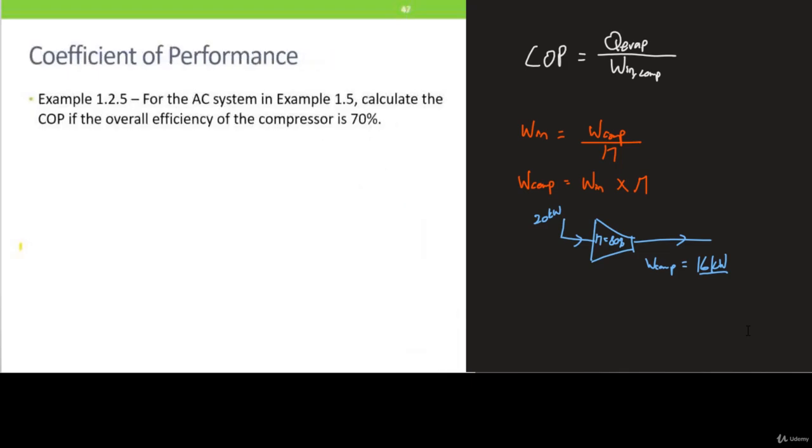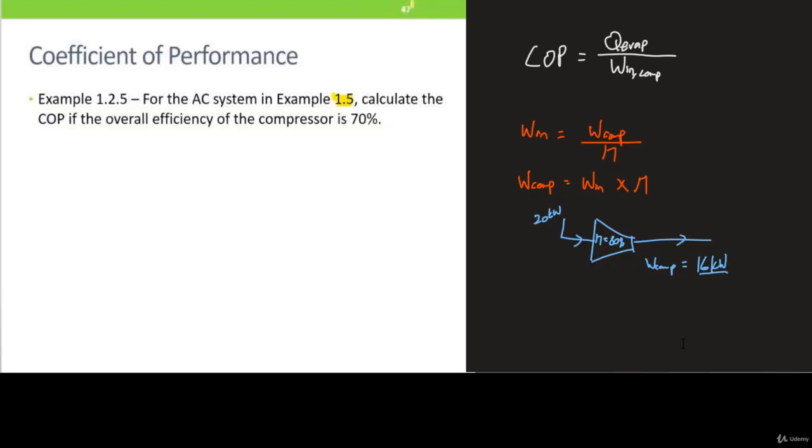So with that, let's continue with the next example, 1.2.5. So for the aircon system in example 1. I think it's not 1.5, it should be 1.2.4. So again, there's a small typo over here. So please change the example value. It should be example 1.2.4. Calculate the COP if the overall efficiency of the compressor is 70%.